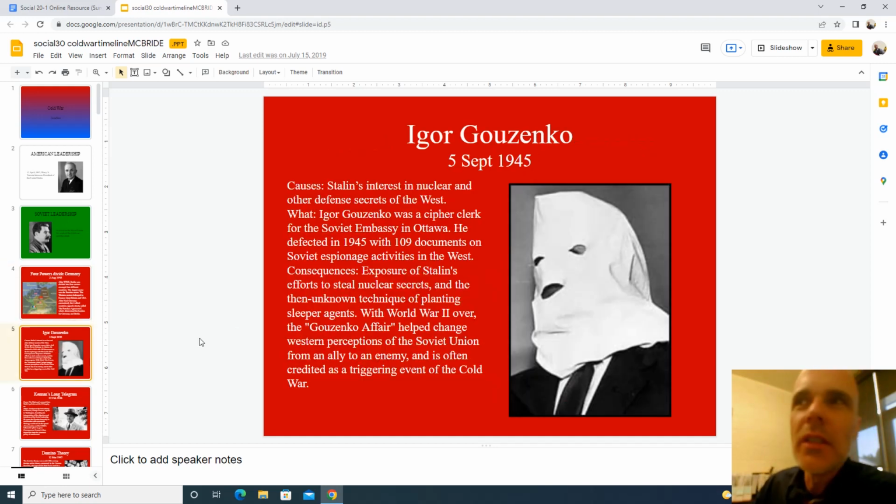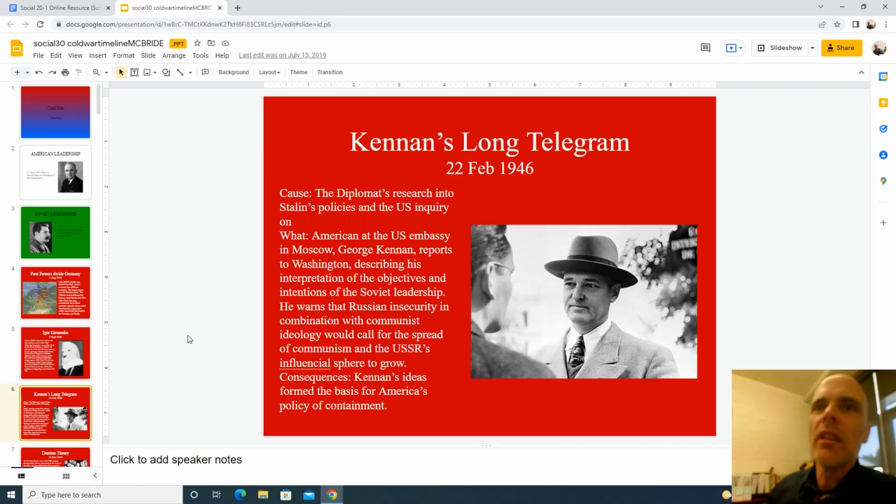Igor Gouzenko, September 1945. This is going to be one of those moments where the West realizes what kind of ally Stalin's Soviet Union has been during World War II. So Igor Gouzenko had been a clerk for the Soviet embassy in Ottawa. And he's going to go down to the authorities in Ottawa, and he's going to expose the fact that the Soviets had been spying upon their allies. And this is going to help create some red fear, right?